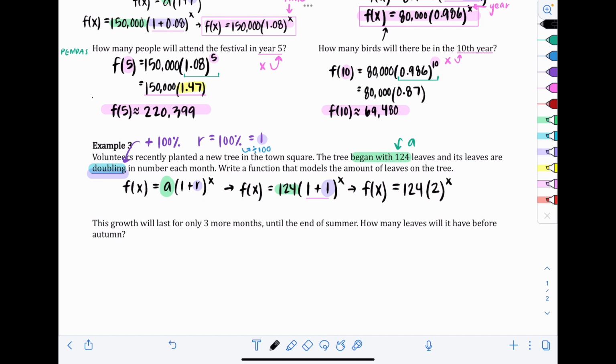We talked about in a previous section how this number that's being raised to the x is the growth factor. So sometimes when you have a word like doubling or tripling, it's almost easier to skip the 1 plus r aspect of it, and just if you're doubling, your final growth factor would be 2. If you're tripling, your final growth factor would be 3, and so on. So if you feel comfortable, you can use that if you ever have a problem that says doubling, tripling, words like that, rather than increasing by 4% and giving you a percentage. Okay, so f of x equals 124 times 2 to the x power.